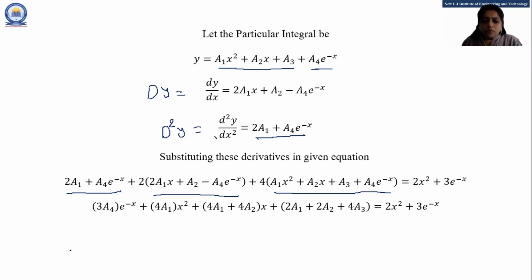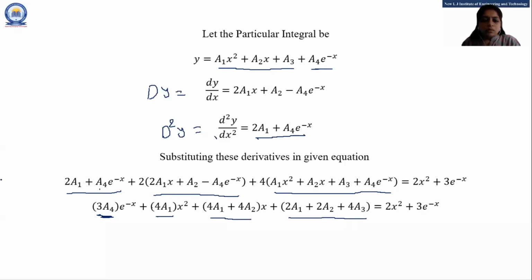Okay. After simplification, the multiple of e raised to minus x: this one is a4, this one is 4a4, and here is minus 2a4. So after simplification, the multiple of e raised to minus x is just 3a4. The multiple of x square is 4a1. The multiple of x is 4a1 plus 4a2. These are the constant terms.